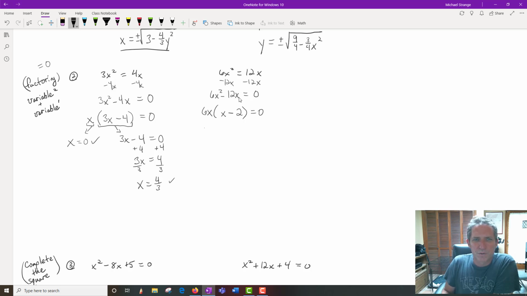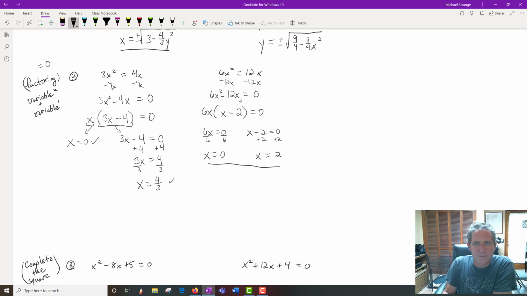Again, we break it up, so I'm going to get 6x equals 0, and x minus 2 equals 0. And now we solve each equation. If we divide by 6, 0 divided by 6 is 0. So that's one of them. And then we could just add 2 to the other side, and x equals 2. So those are our two solutions for that equation.